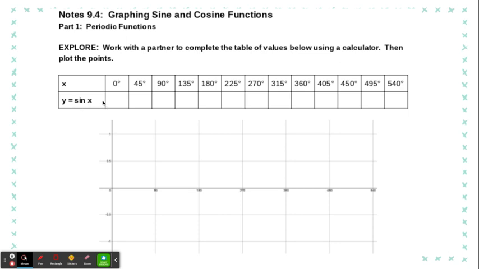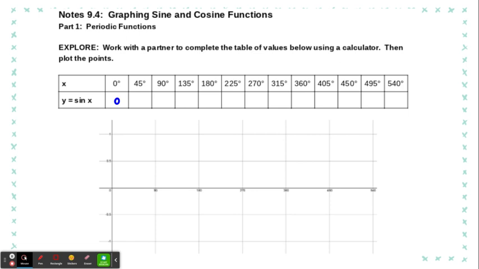So on the unit circle, ready? On the unit circle, the sine value is the y value. So go to your unit circle at 0 degrees. That's straight to the right. And I want the y value, please. So the y value straight at 0 degrees is exactly 0.